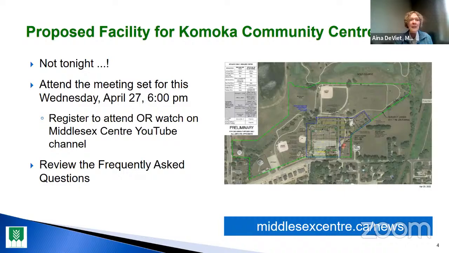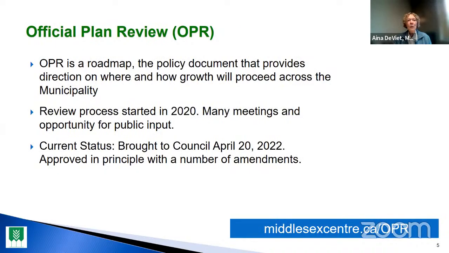The first item up is a quick review of where we're at with the official plan process. I'll just call it the OPR for short. The OPR is often described as a roadmap. It's a policy document, and it gives the municipality direction on where we are going to grow and how that growth will proceed across the whole municipality. Some of the things that change between official plans are driven by variables including population or employment growth forecasts.